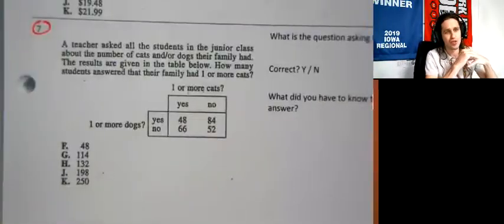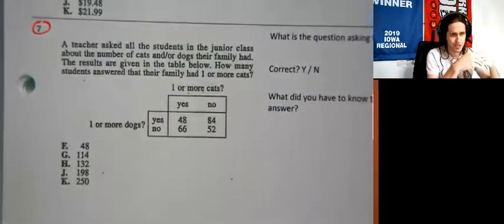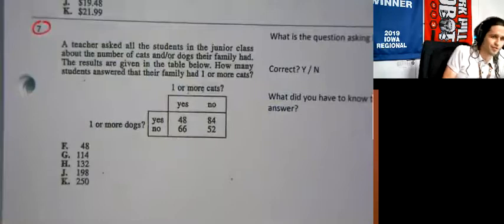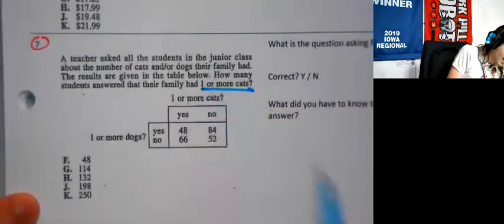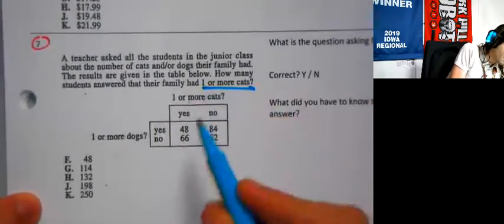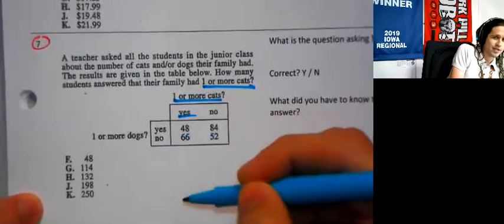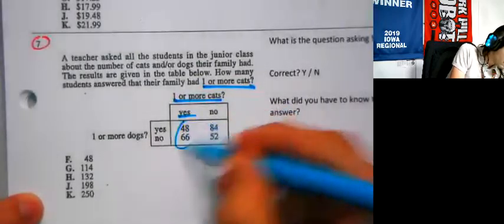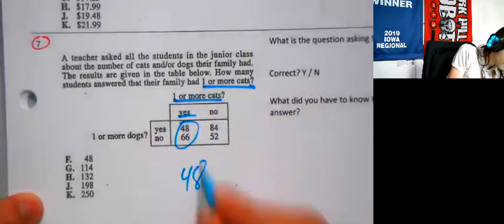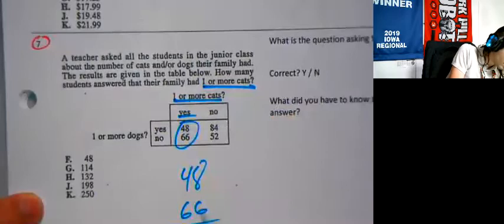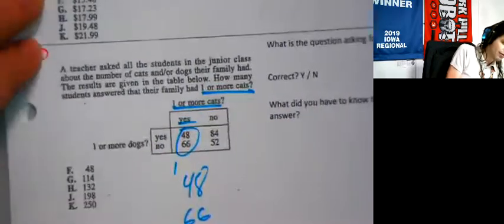Teacher asked all the students in the junior class about the number of cats and dogs their family had. Results are in the table. How many students answered that their family had 1 or more cats? Well, 1 or more cats, those are the people who said 1 or more cats, yes. We didn't care about whether they said dogs or not. Not important. 48, 66, 4, carry the 1, 1, 1, 4.